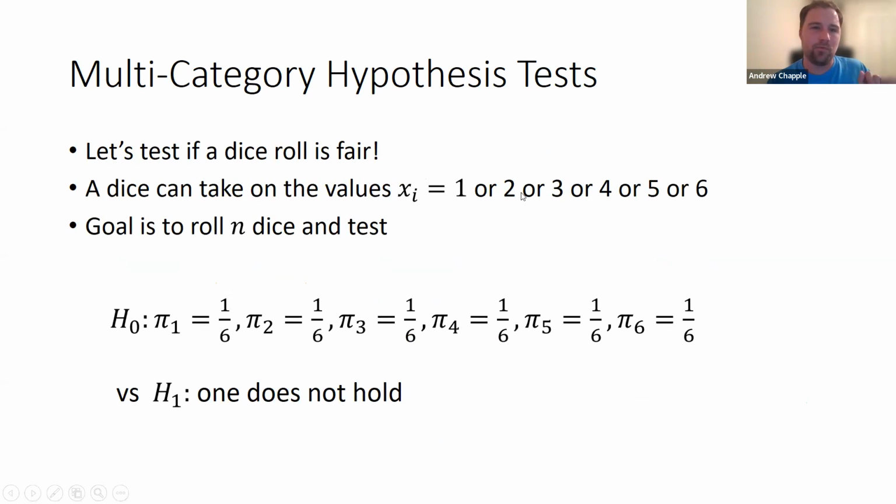So as an example, right, let's say I've got a dice roll. I roll the dice, and I want to test if the dice roll is fair. So the goal would be to roll n dice, and I want to test the null. Pi 1, which is the probability of getting a 1, is 1/6. Pi 2, which is the probability of getting a 2, is 1/6. Pi 3, which is the probability of getting a 3, is 1/6. Same thing for the rest. The alternative hypothesis here is that one of these conditions doesn't hold, which would mean the dice is not fair.